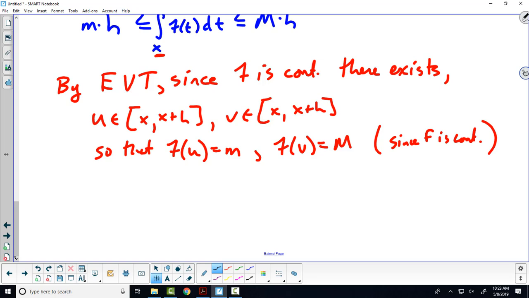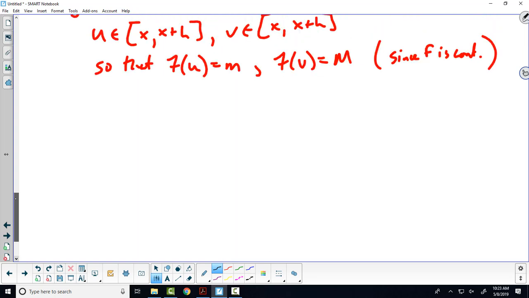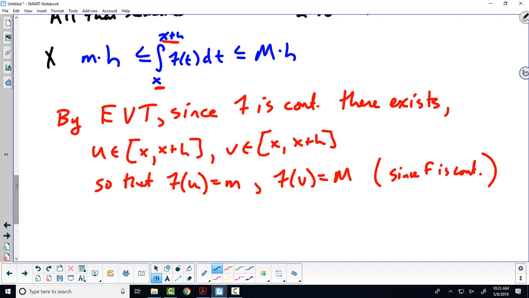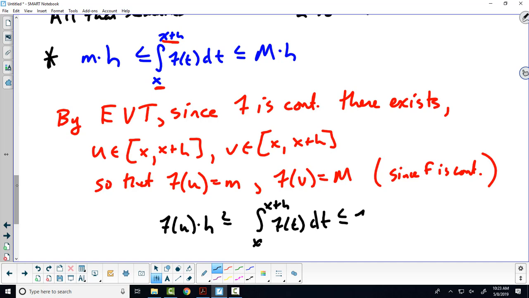All right. So, returning to this statement right here, this line. I can rewrite this line as f of u times h is less than or equal to the integral from x to x plus h of f of t dt, which is less than or equal to f of v times h. So all I did was replace the maximum and minimum with the actual output values in the function. So close, folks.